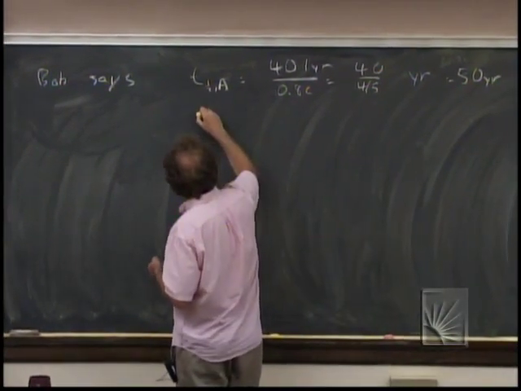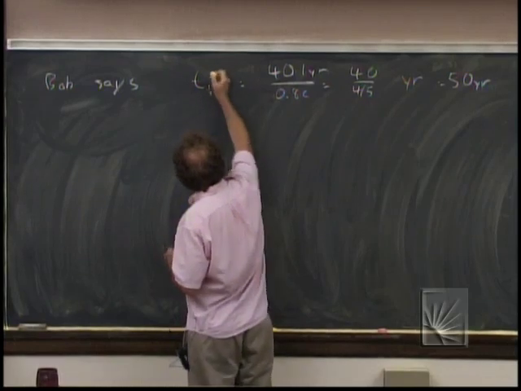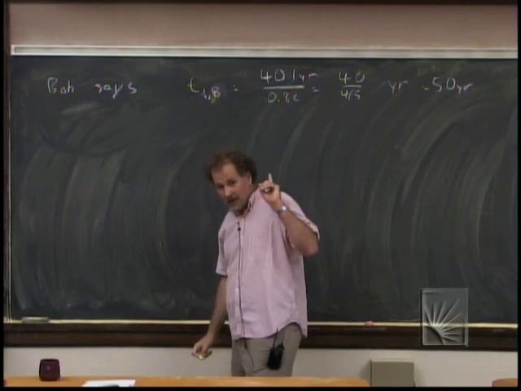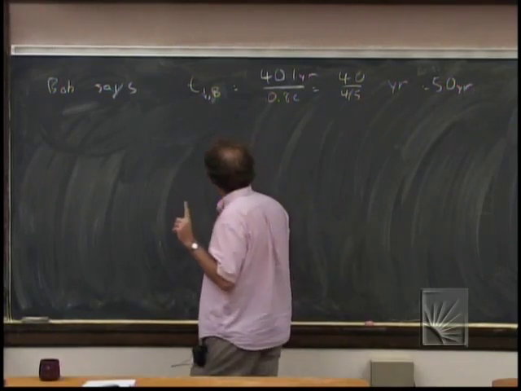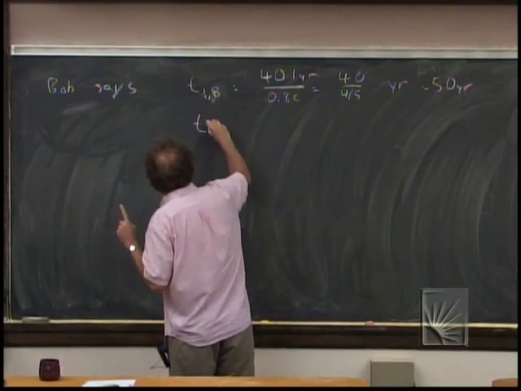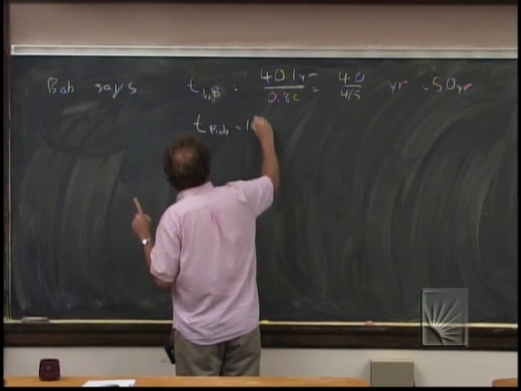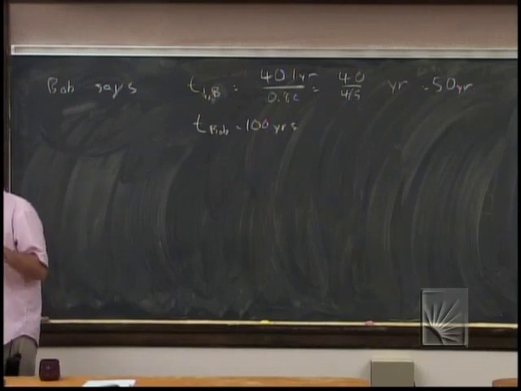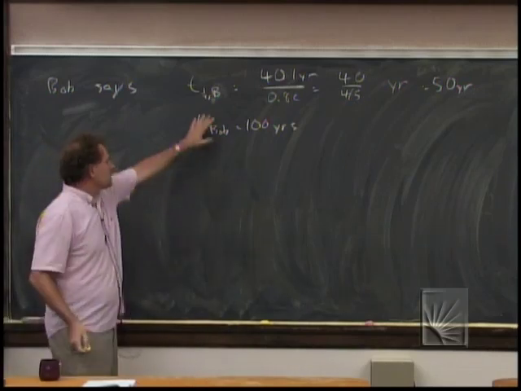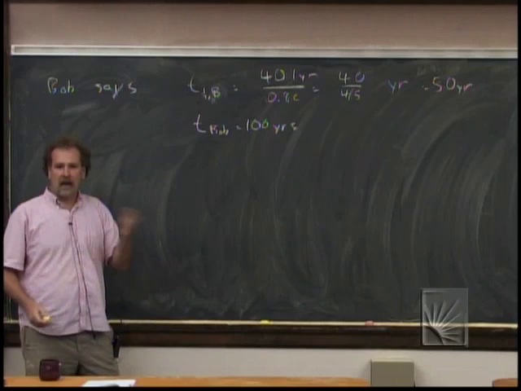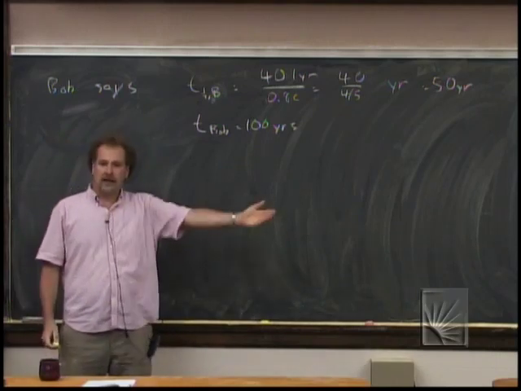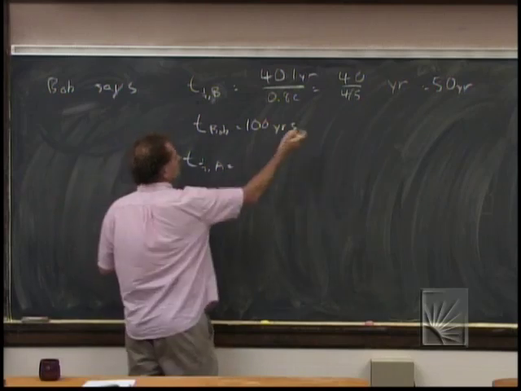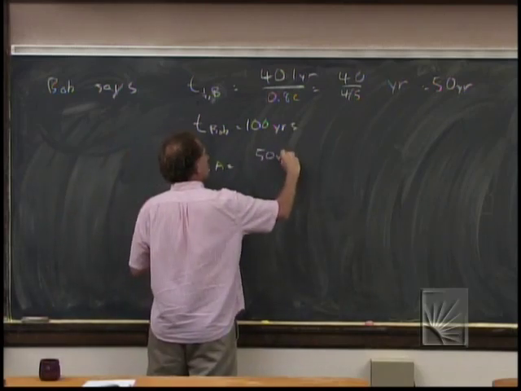Sorry, that is t1 half. That is how much time Bob sat and watched this happen. So t for Bob is 100 years. Okay? Now, Bob says this is also how long he watched Anna go, but Anna was going at 0.8 c. So Bob says that t1 half for Anna was this 50 years over gamma.